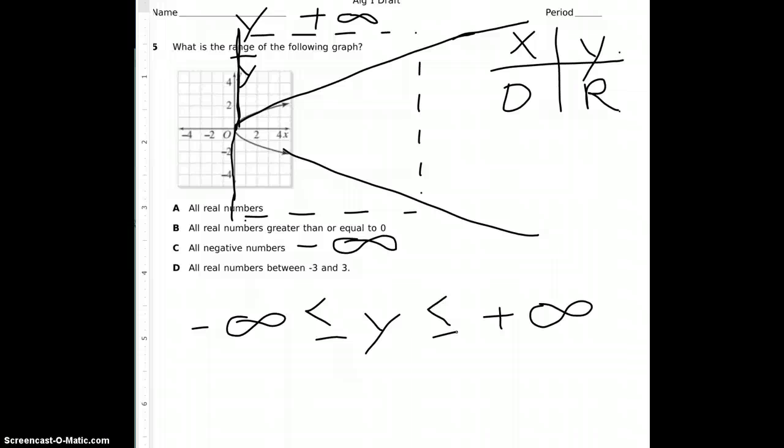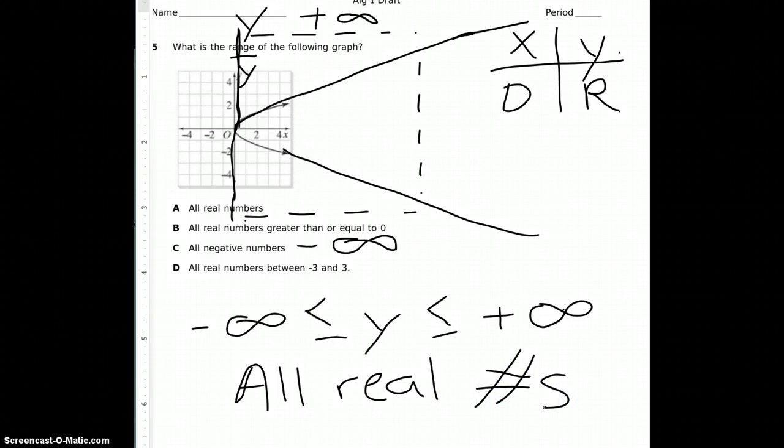Really this says I'm using all the y values to create this graph. So instead of saying from negative infinity to positive infinity, we simply say all real numbers, using all of the y's. That's why you don't have a top and a bottom. So my answer is A.